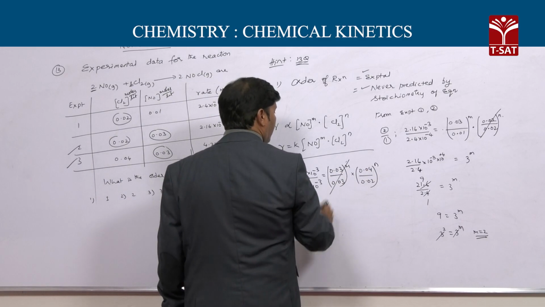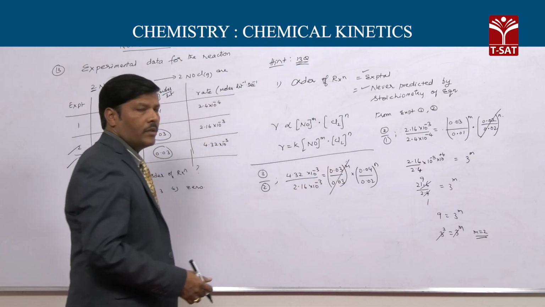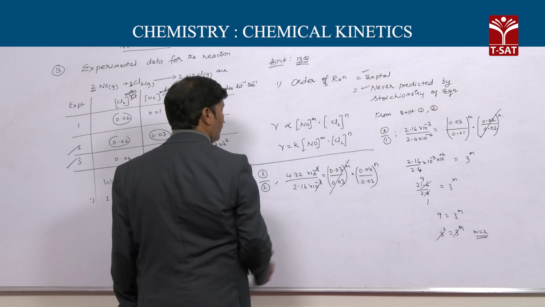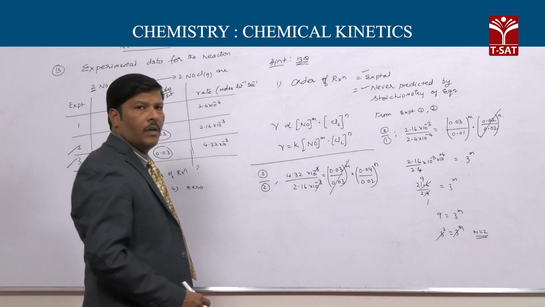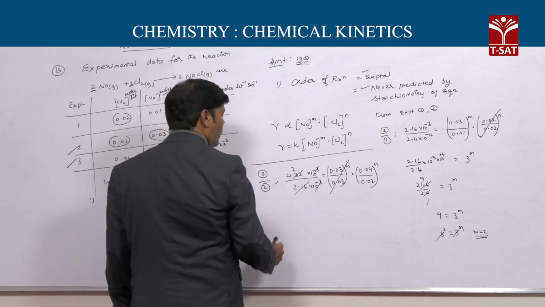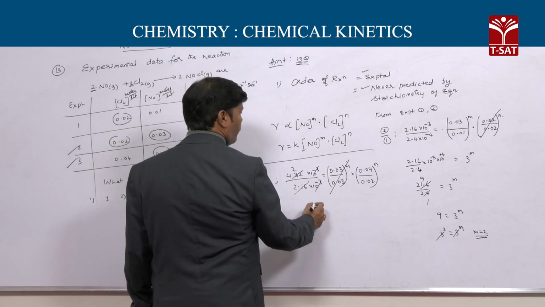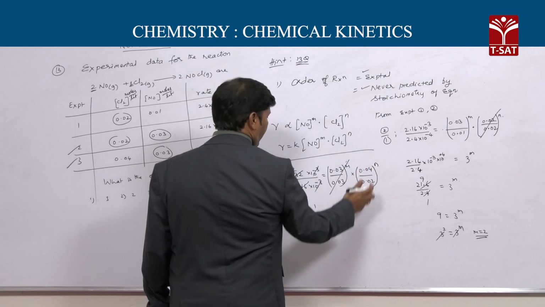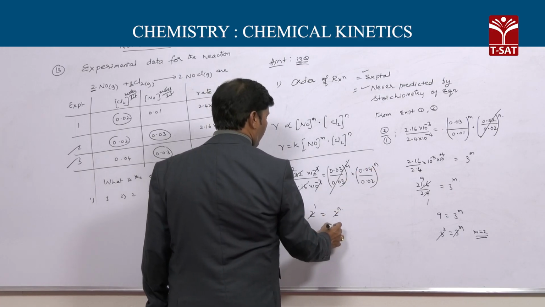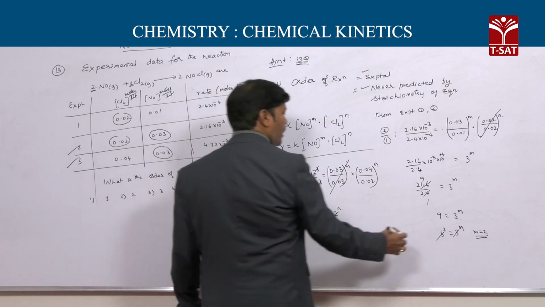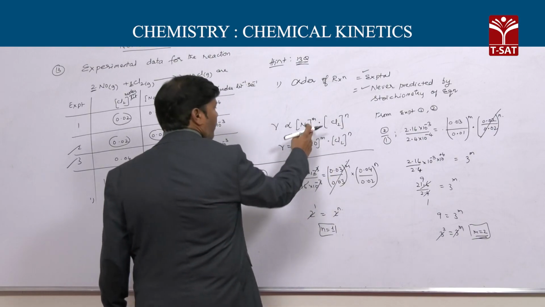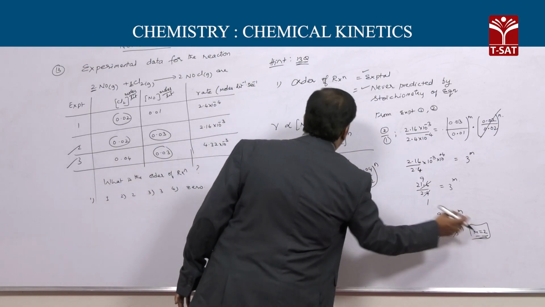So this term I am cancelling, because anyhow the concentration is the same. The 10 to the power of minus 3 also gets cancelled. This is 2 times, so this is going to become 2 to the power of 1 is equal to, this decimal is the same, so 2 to the power of n. So 2 gets cancelled, n is equal to 1. So n is equal to 1 and m is equal to 2, where m reflects the second order.